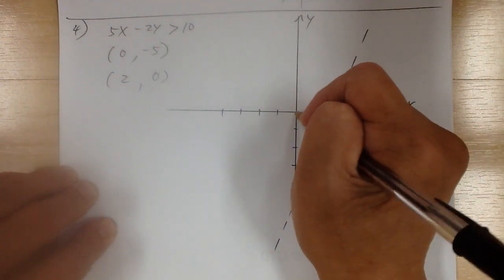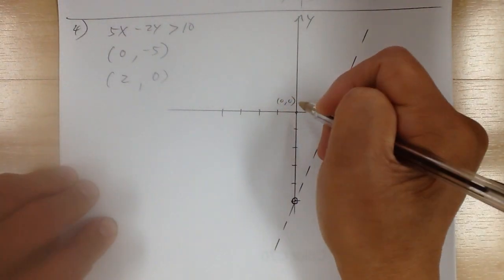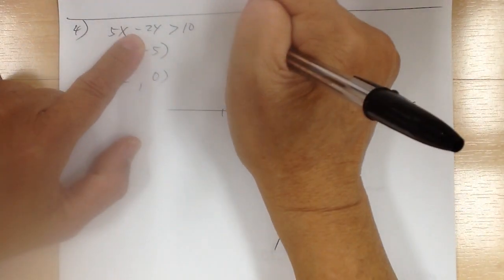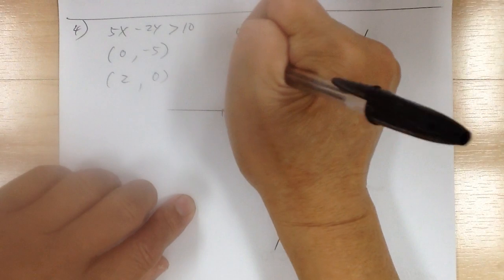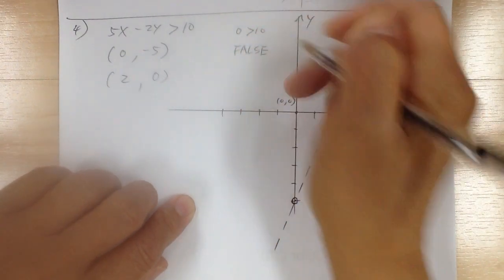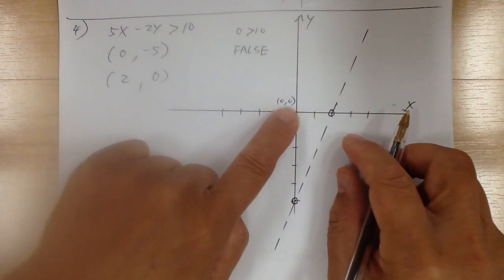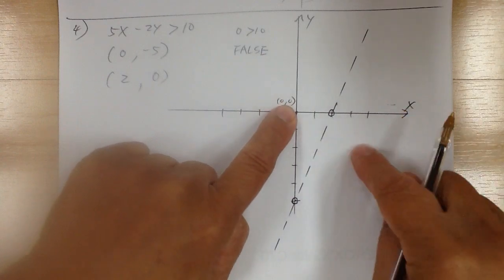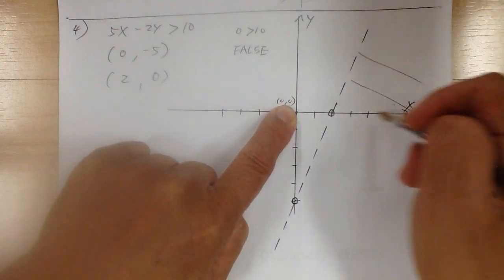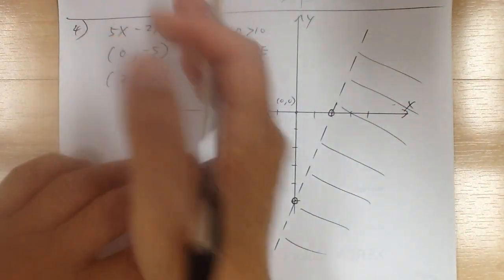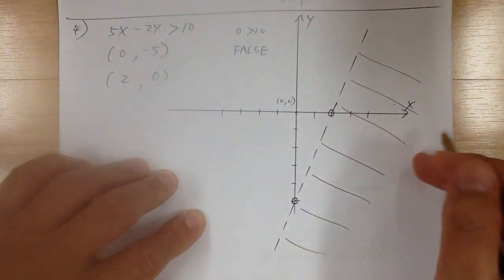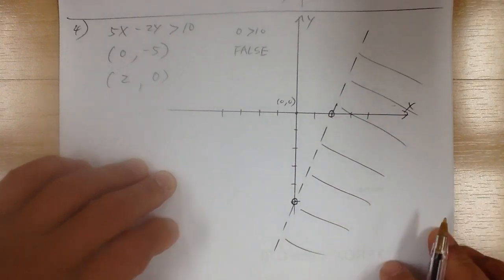Again, choose the point 0, 0 as my testing point. So I put it in here and I get 0 minus 0 greater than 10. So this is false. That means this point is no good, so this side is no good. That means the other side is good. Again, you want to test if the point is good or bad. If it's good, then this side is good. If it's bad, then this side is bad, and you have to shade the other side.